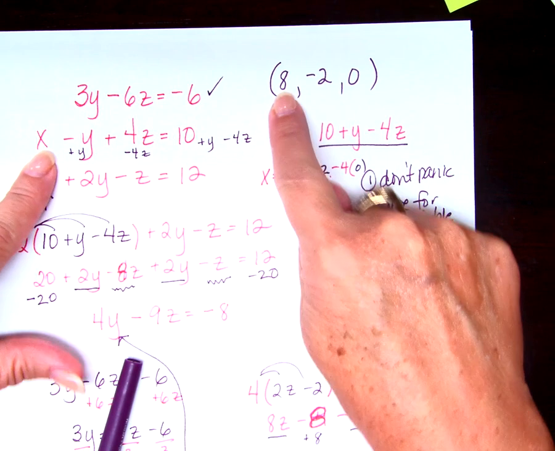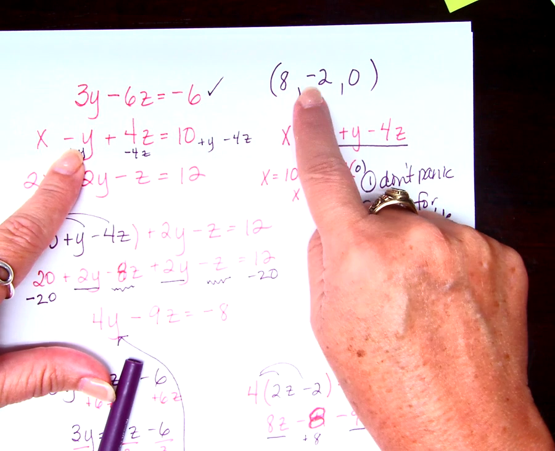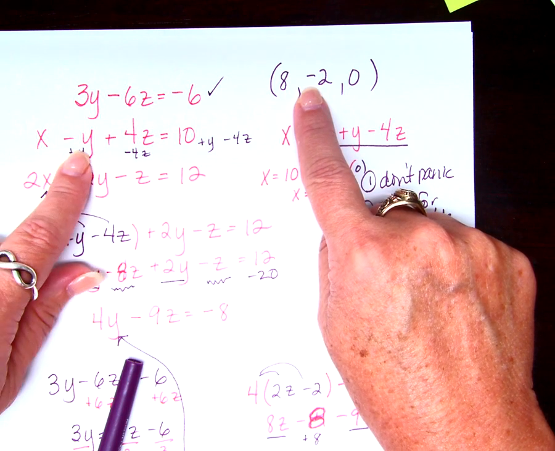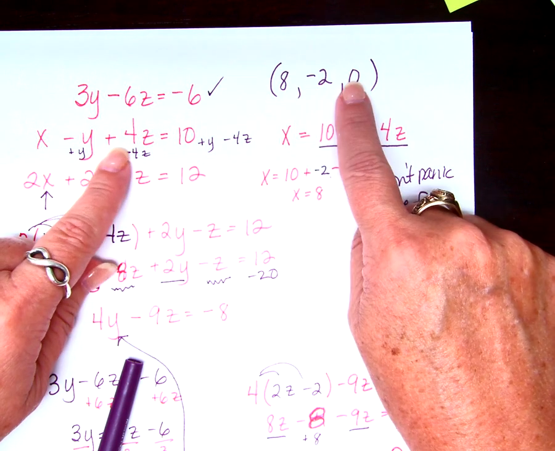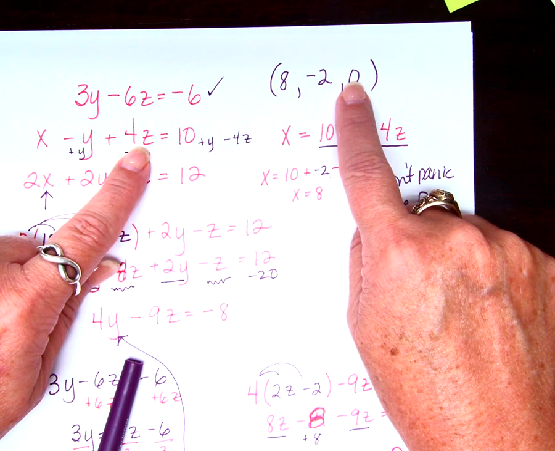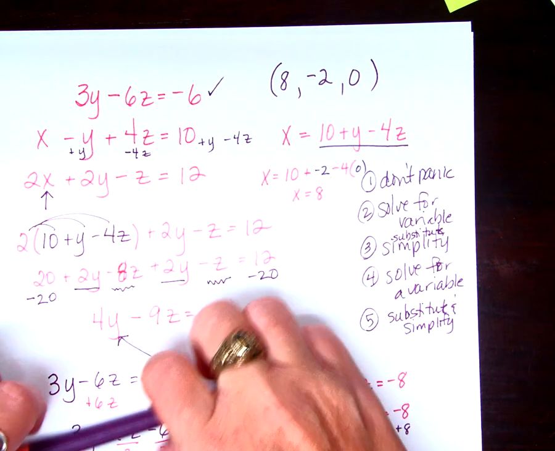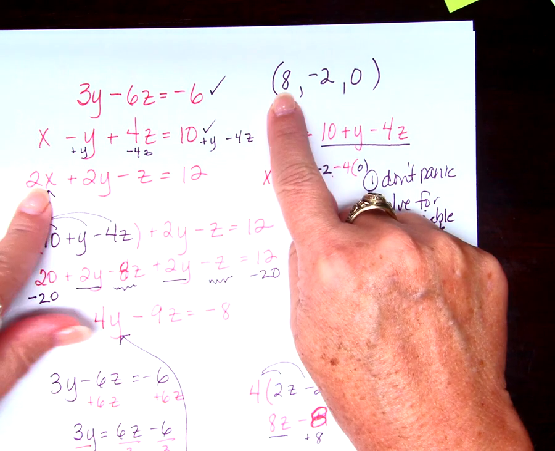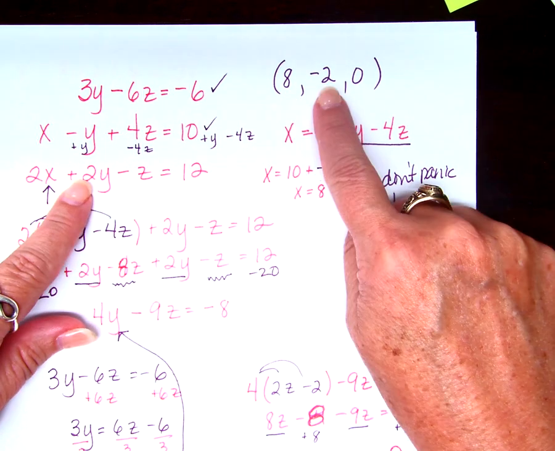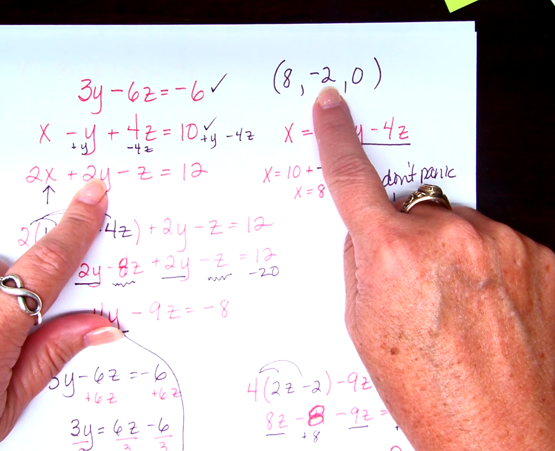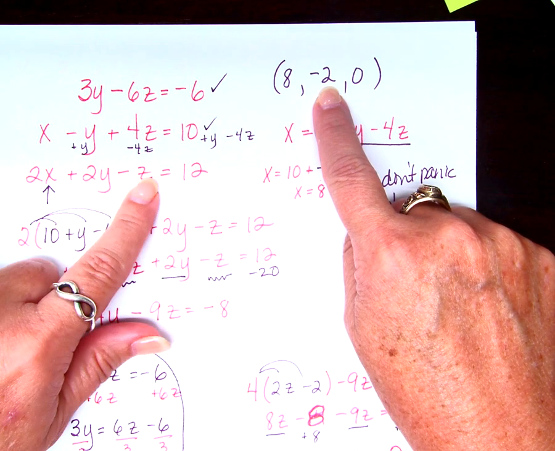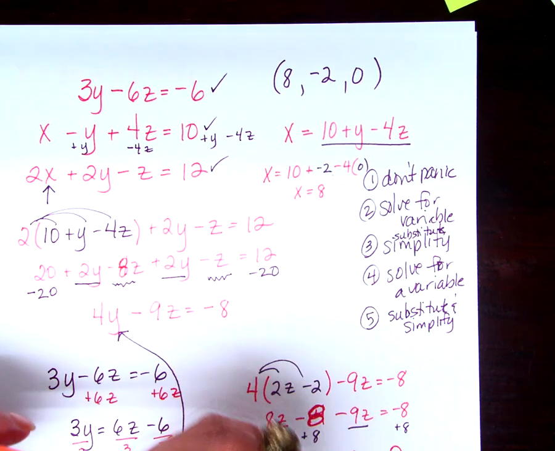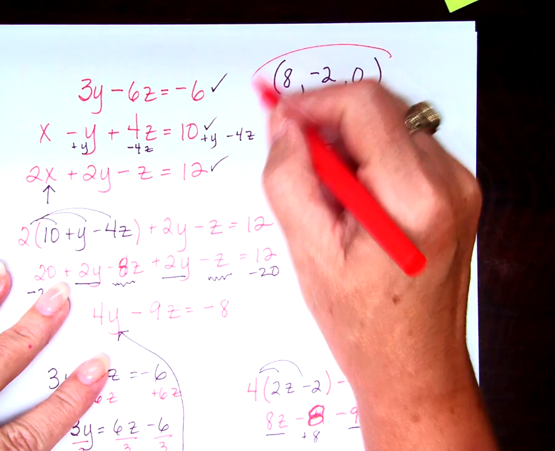Okay, so 8 minus a negative 2, so plus 2, right? 8 plus 2 is 10. 10 plus 0? Does 10 equal 10? Okay, so that one works. 8 times 2 is 16. 16 minus 4. 12 minus 0? Does 12 equal 12? Then is this the right answer? Yes. Without a doubt, right?